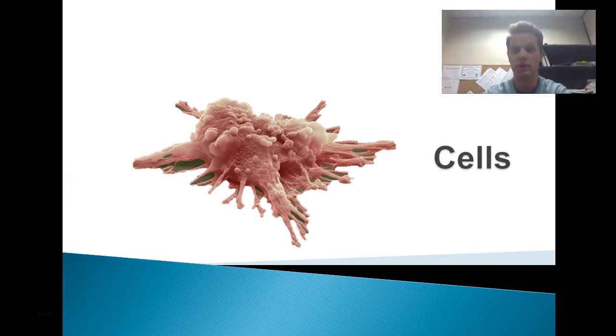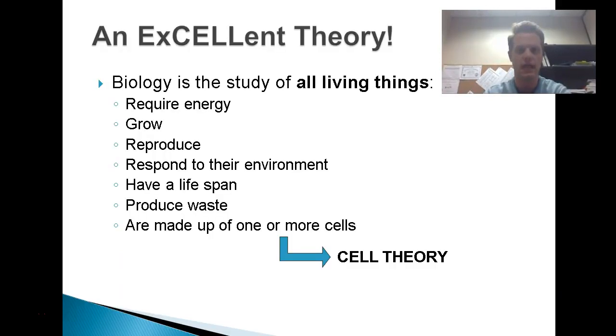Today we're learning about our new unit, biology. Specifically, we're going to learn about living systems, and we're going to start with the simplest living thing. What is it? Well, it's a cell. And all living things require energy. They grow, they reproduce, they respond to their environment, they have a lifespan, they produce waste, and they're made up of one or more cells.